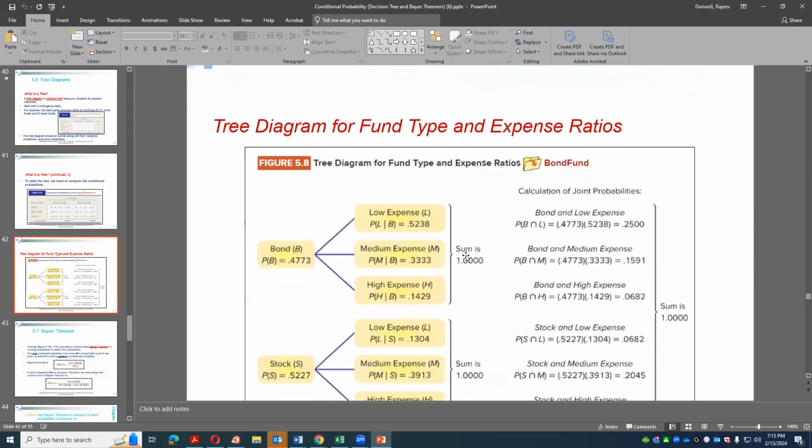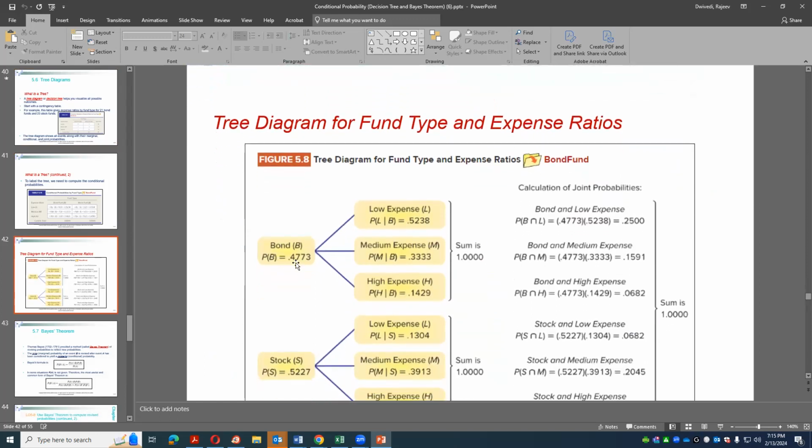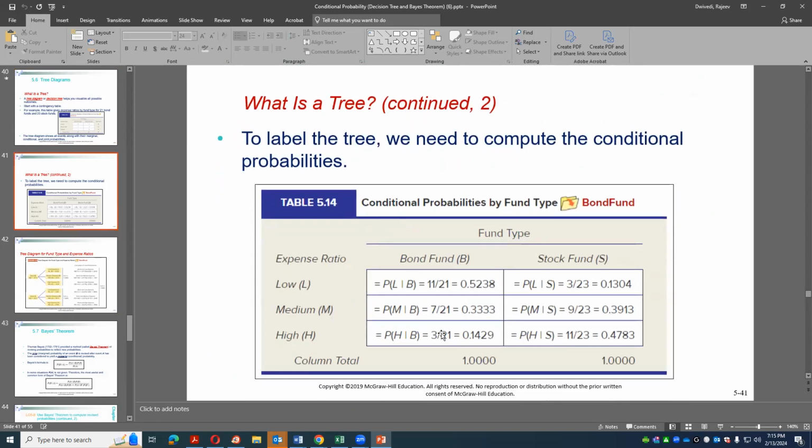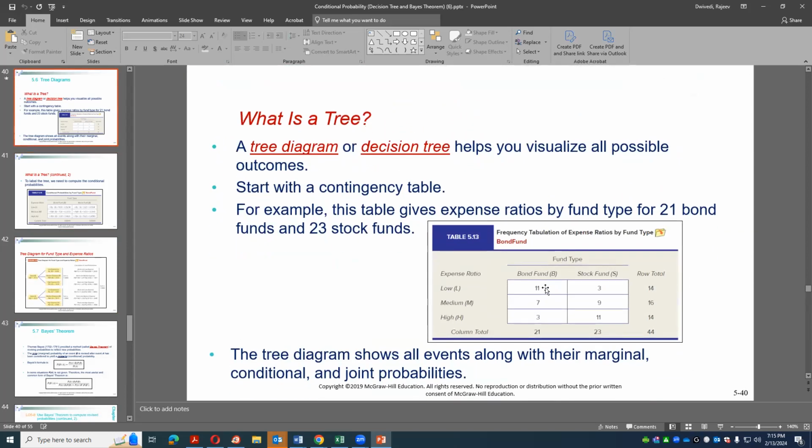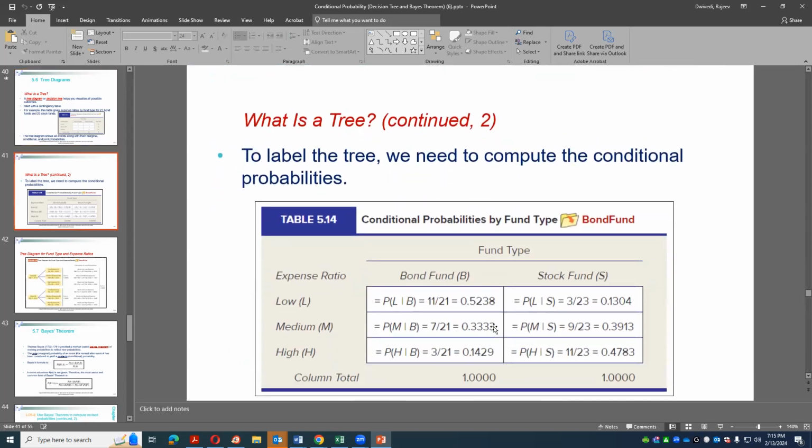So here, bond fund, 21 divided by 44 is 47. Similarly here, low expense, probability of low condition B. Here this is the low condition B, which is common. 11 divided by 21, 7 divided by 21. So basically nothing but playing with the same formula of conditional probability. 11 by 21, 7 by 21. So you get these numbers.